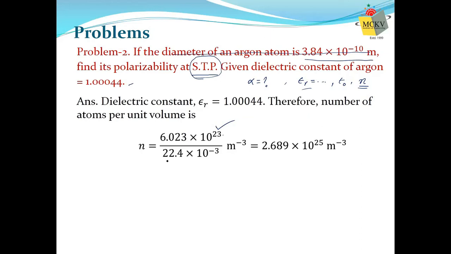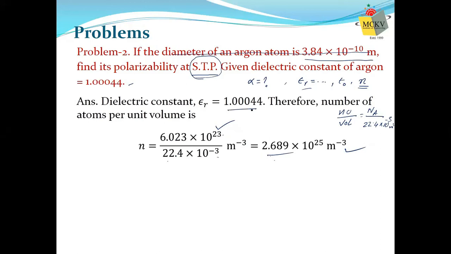This needs to be written in terms of meter cube. So it is number per volume. The number is the Avogadro number, and the volume is 22.4 liters, which we convert into 10 to the power minus 3 meter cube. So it is 6.023 10 to the power 23 by 22.4 into 10 to the power minus 3. If you calculate it, it comes out to be this. So n can be estimated because n is not directly given in the question. If it is not directly given, we can estimate it.